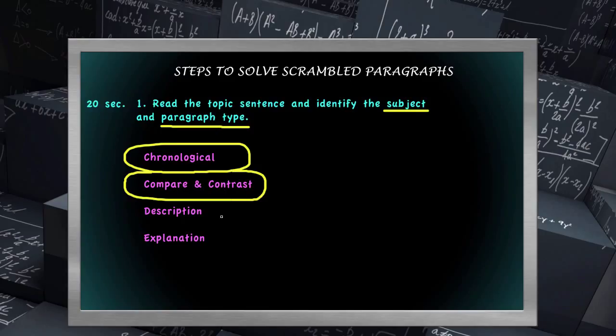Description and explanation paragraphs are fairly similar in this regard. I'm not sure there's a great benefit to identifying these paragraphs ahead of time. There are some clues that are helpful. For example, description and explanation paragraphs often add additional information as they describe or explain a certain subject. So when you get to a sentence that adds no new information, quite often that's the last sentence in your paragraph. So again, this really comes down to your own personal opinion, but I find chronological and compare and contrast paragraphs are very useful to identify ahead of time, and description explanation probably less so.